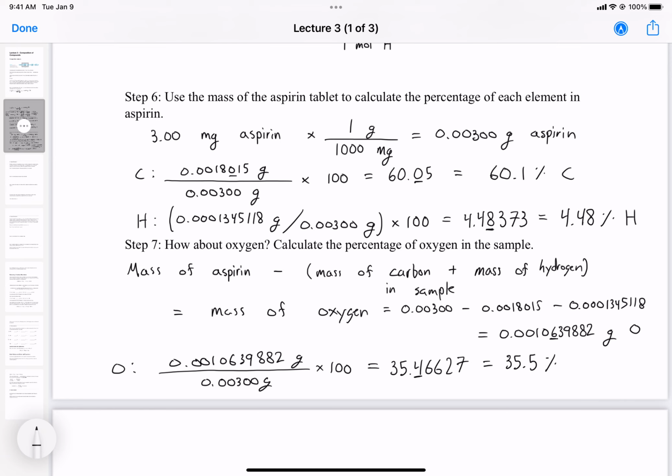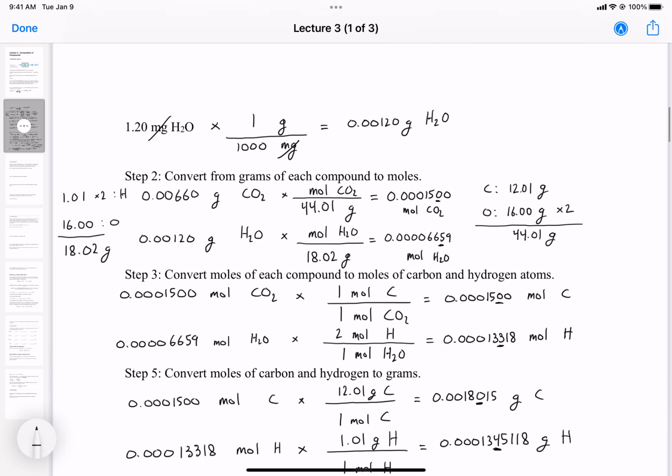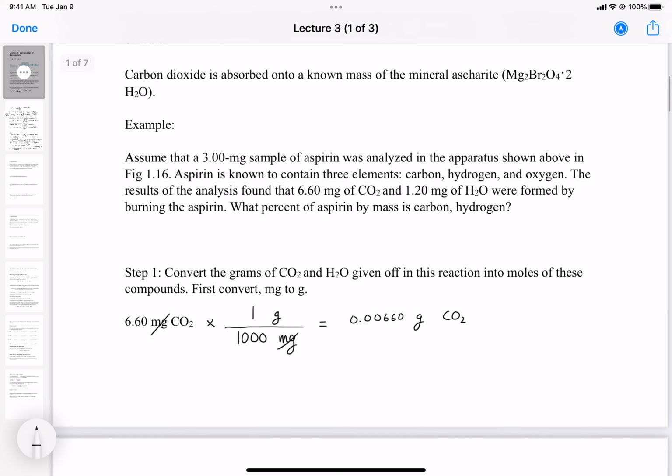Okay, so now if we add all those percentages up, they should give us close to 100%. It might not be exact because we rounded, but it should give us roughly 100.08%. So that's pretty good. So that's how you would do combustion analysis. That's one of the key kinds of problems in this chapter, doing combustion analysis for any compound.